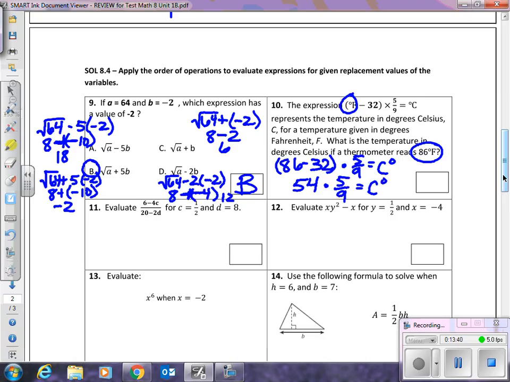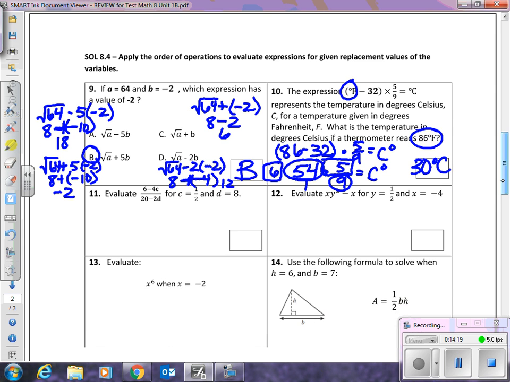Now with this part, you can do 5 divided by 9, and it does turn into a decimal, but it's probably a little safer to look at it this way. If you have 54 over 1, okay, you can take 54 divided by 9, and that's going to give you 6, and then 6 times your 5 is going to give you your answer, right? Or if you wanted to, you could do 54 times 5, get that number, and divide that number by 9. Regardless of how you compute with that fraction, your final answer comes out to be 30 degrees Celsius.